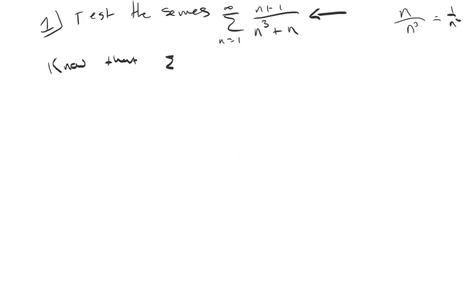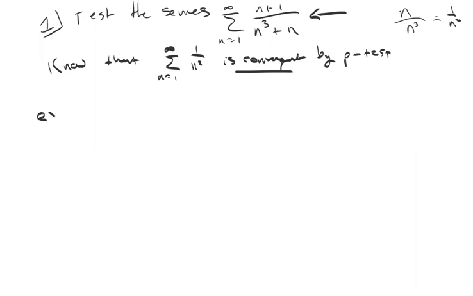So I'm going to say we know that the sum n equals 1 to infinity of 1 over n squared is convergent by the p-test, right? I would also accept just leaving this alone and saying it's convergent because 1 over n and 1 over n squared are very well known for being divergent and convergent respectively. So we know that this is convergent by p-test.